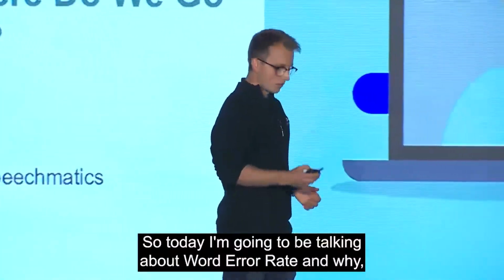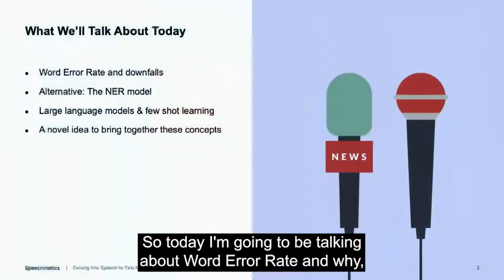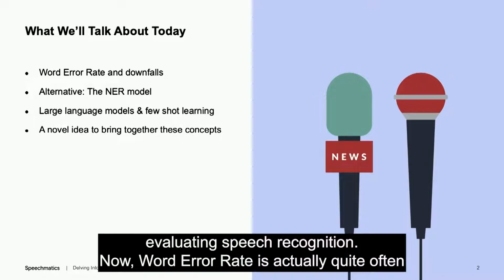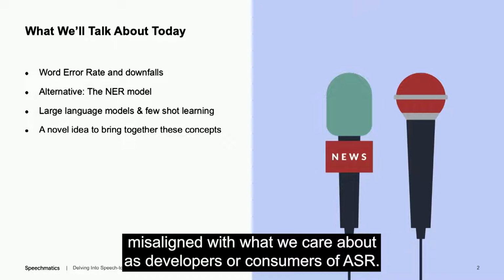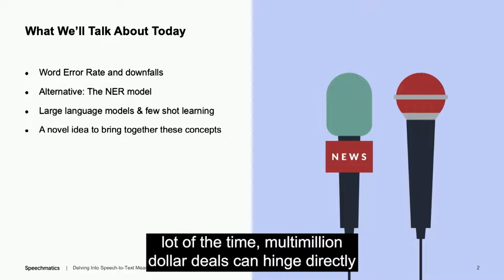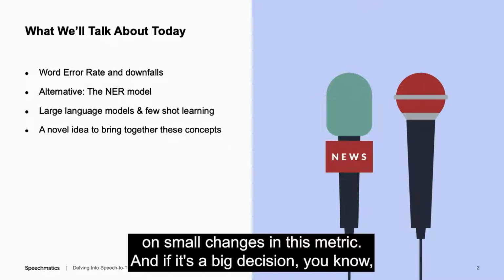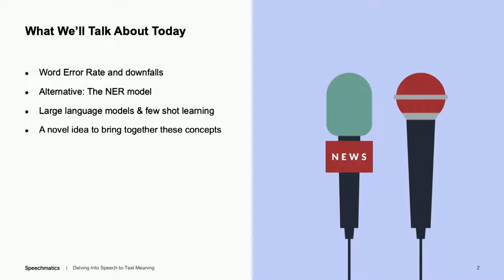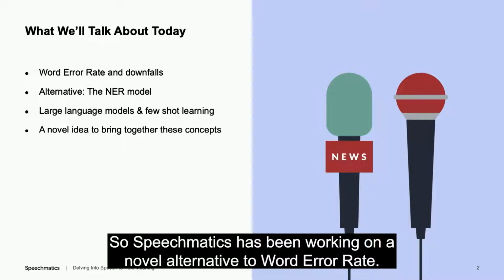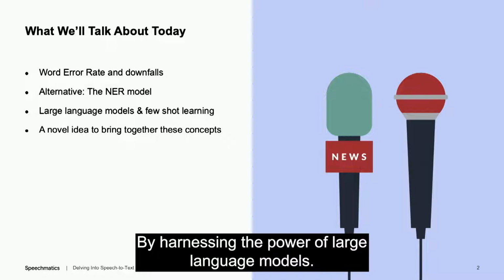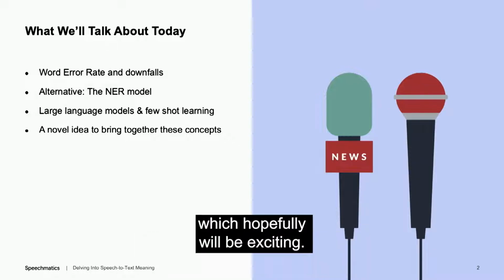So today I'm going to be talking about word error rate and why I think it's becoming obsolete for evaluating speech recognition. Now, word error rate is quite often misaligned with what we care about as developers or consumers of ASR. And that's a really big problem because a lot of the time, multi-million-dollar deals can hinge directly on small changes in this metric. And if it's a big decision, you really want that metric to align well with human judgment. So Speechmatics has been working on a novel alternative to word error rate, one that truly understands the meaning in our transcripts by harnessing the power of large language models. So we're going to be talking a bit about that as well, which hopefully will be exciting.